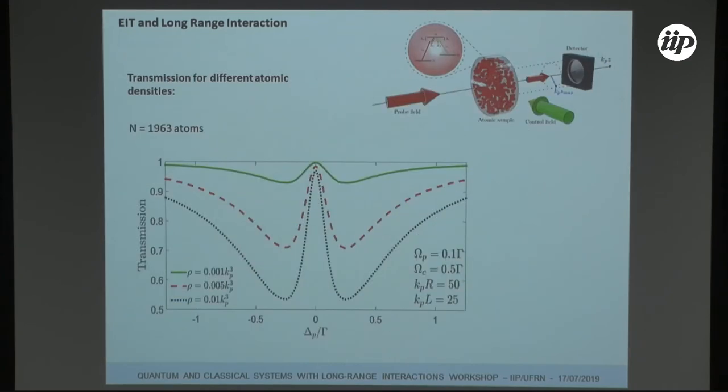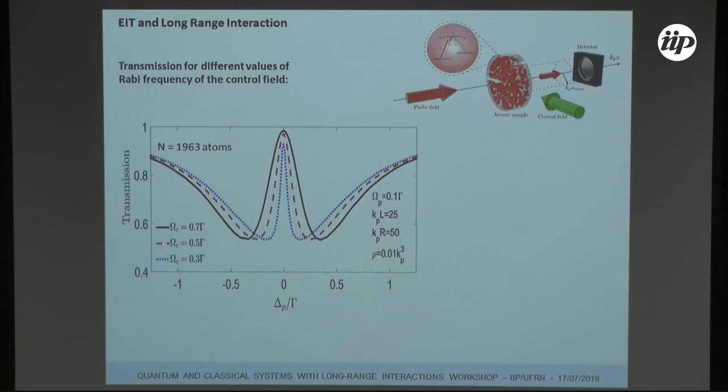But solving these equations, you can see, for example, only for almost 2,000 atoms, it's really hard to solve for more than this. We can see that depending on the density of the system, we have different transmissions here. This is somehow expected, because if you have a very dense atomic system, all the light will be absorbed, and then we do not have almost any transmitted light. But when we are in a very low density regime, basically the field passes through the atomic system without being absorbed.